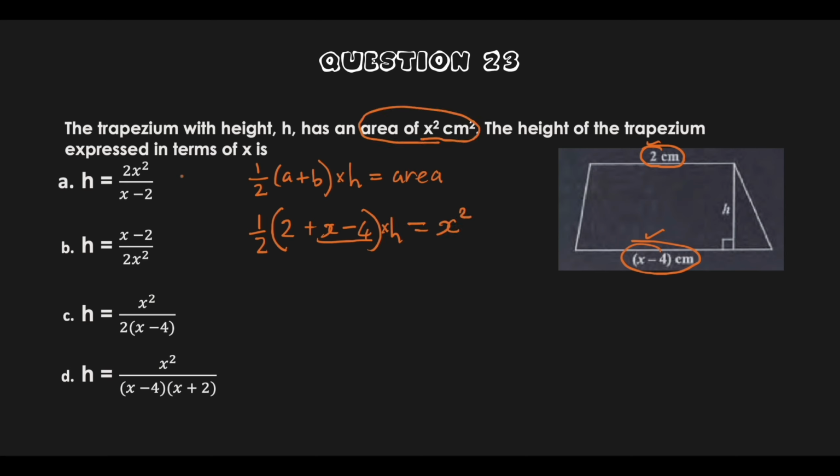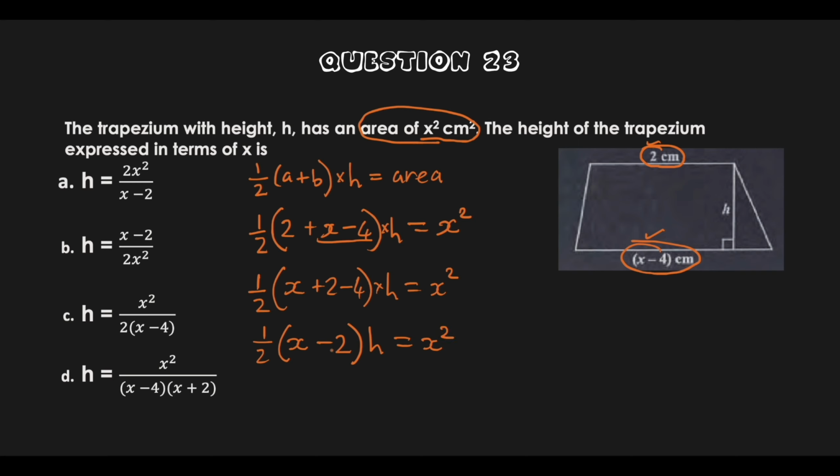Now they told us they want the height of the trapezium in terms of x. So I need to simplify this now. So half, and then I could say 2 take away 4 is negative 2. So I could group this together now and say x plus 2 minus 4 multiplied by h is equal to x squared. So now I can simplify that to half x minus 2. Then we would have the height, which is equal to x squared. I need to make h the subject.